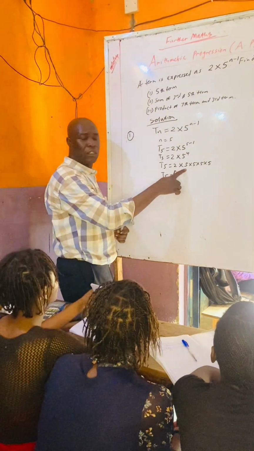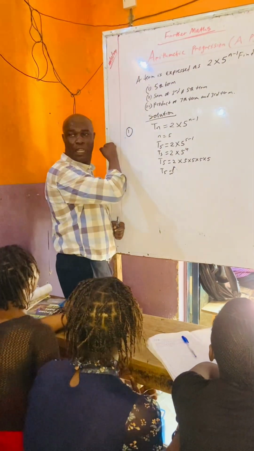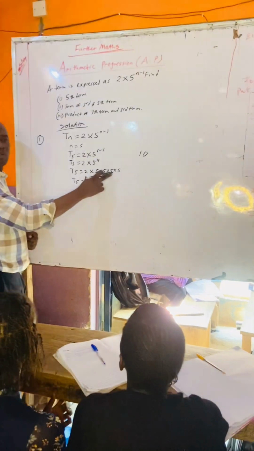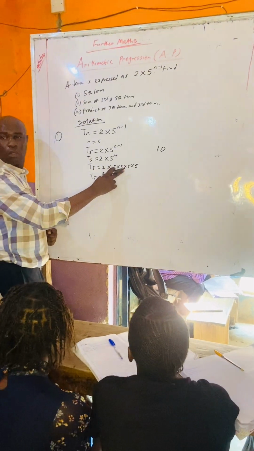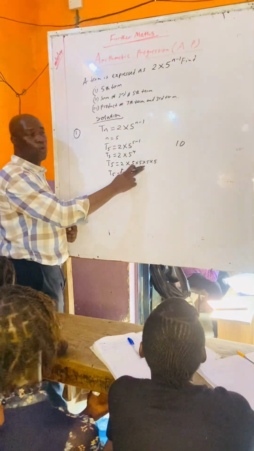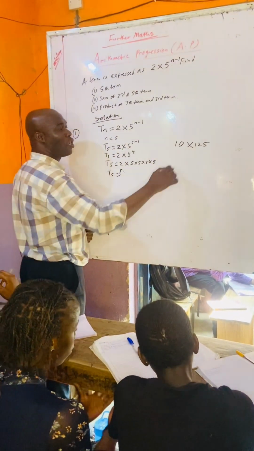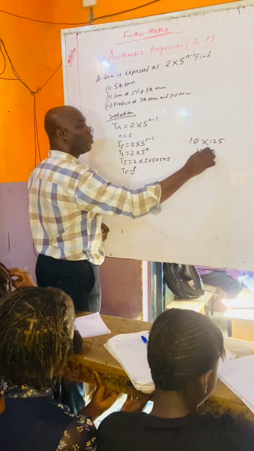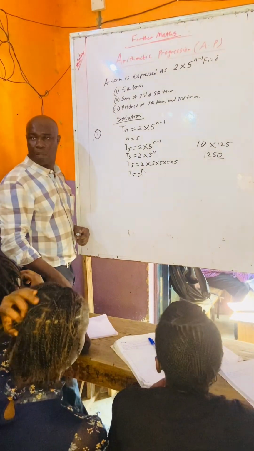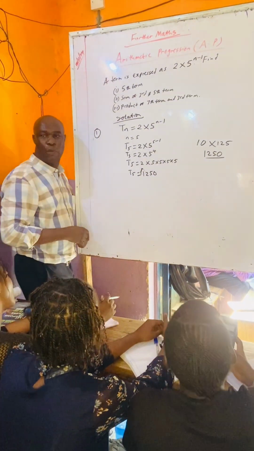2 times 5, 10. Leave that 10 somewhere. That 10 is this. 5 times 5, 25. 25 times 5, 125. So just write your 125 and put this 0 there. Are we okay? Test it with your calculator now. 1250. Are we together? Yes.